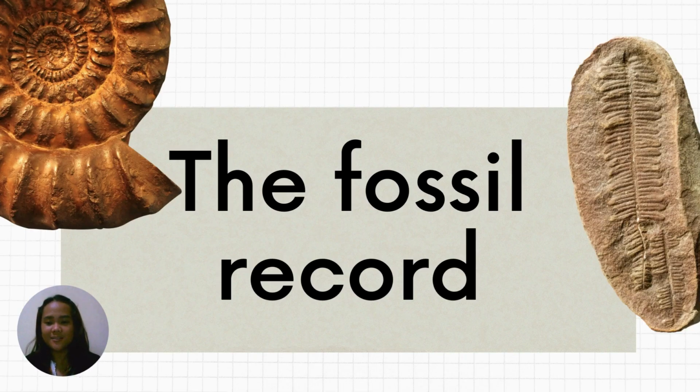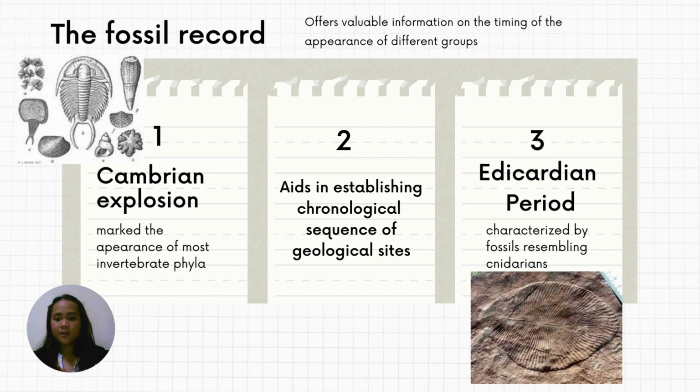Moving on to the fossil record. The fossil record does provide limited evidence of ancestral relationships in phylogeny, as it is challenging to determine if a fossil represents a direct ancestor of another fossil found at a higher stratigraphic level. However, the fossil record does offer valuable information on the timing and the appearances of different groups, providing calibration points for phylogenetic trees.